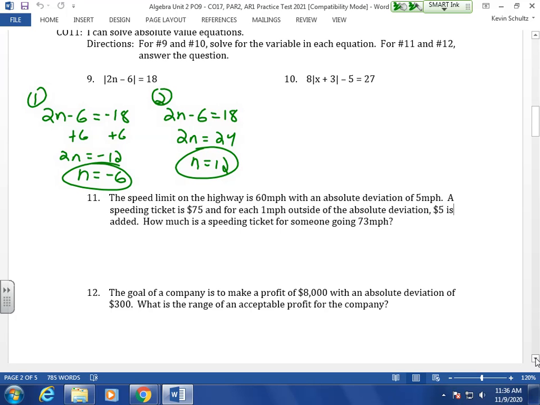Okay. Number 10, there's some stuff that needs to be done before you can solve it. Add 5, divide by 8. You can see it there on the answer key. And then you've got your two equations to set up there. So 11 and 12 both have to do with absolute deviation. Anything you want to talk through on those if my answer key didn't help?